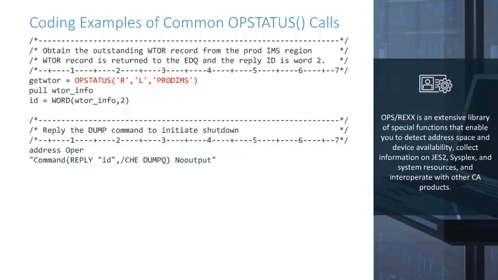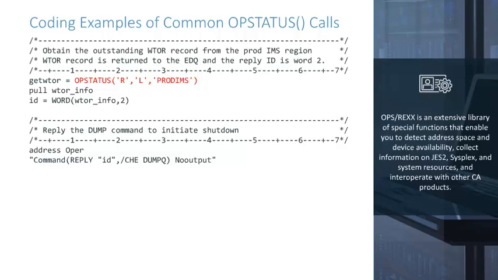Obtaining a WTOR to communicate to an ACID from at a time other than the actual issuance of the WTOR is a common automation feat. Utilizing the R subfunction of the OPSTATUS function can be coded to accomplish this type of automation. In this example, the local system's WTOR, requested by the L subfunction of the OPSTATUS, is being requested from the prod IMS job name. The WTOR record is returned to the EDQ and is pulled and manipulated to extract the actual WTOR ID. The reply ID is the second word of the pulled record.